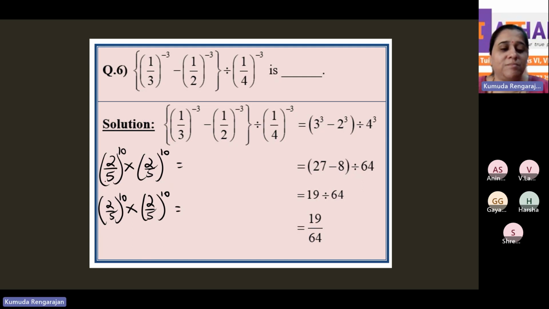So when the bases are the same and it's multiplication, you can add the powers. So 2 by 5, bases are the same, and it's multiplication. So we add the powers. So the answer is 2 by 5 to the power 20.